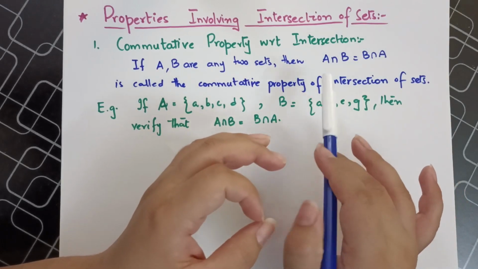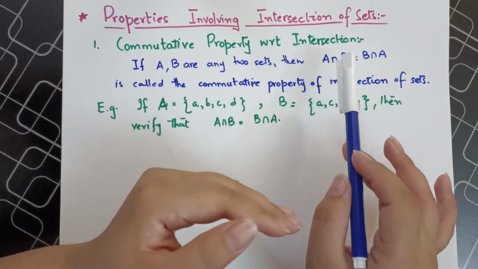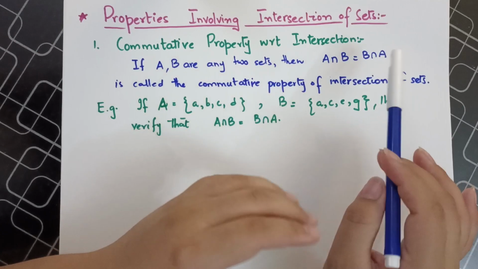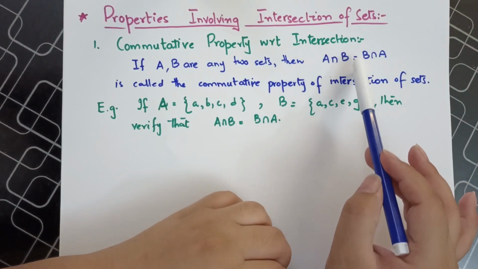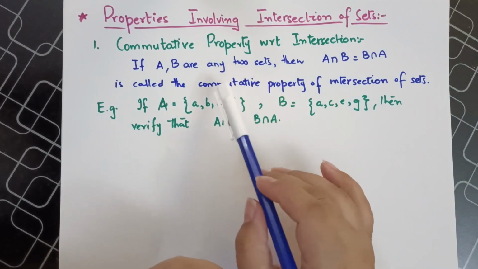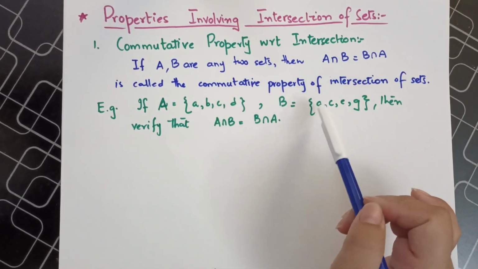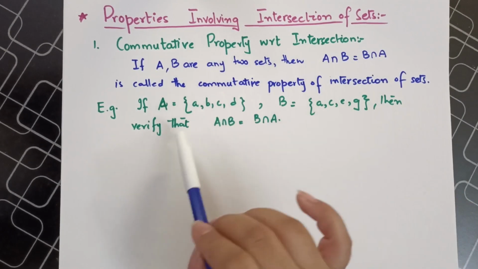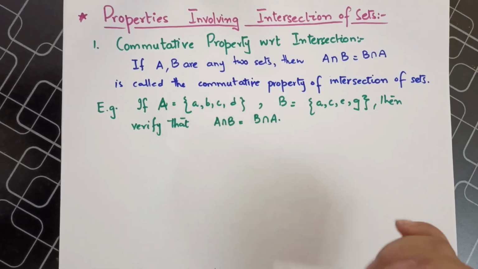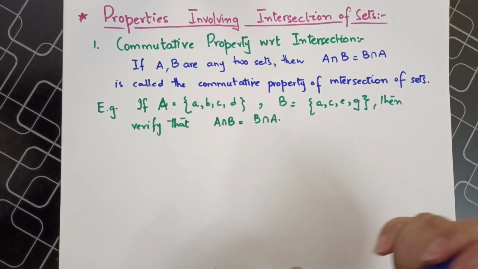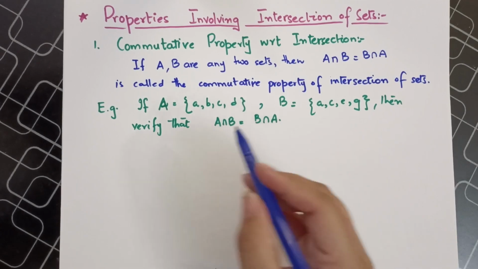The common elements in these two sets will remain the same irrespective of the position of the two sets. Alright, now here's an example. If A is equal to {A, B, C, D} and B is equal to {A, C, E, G}, then verify that A intersection B is equal to B intersection A. So you have to prove that left hand side is equal to the right hand side.